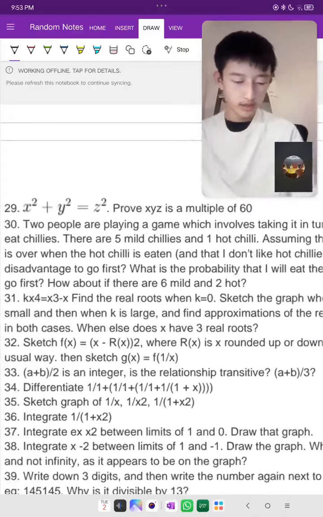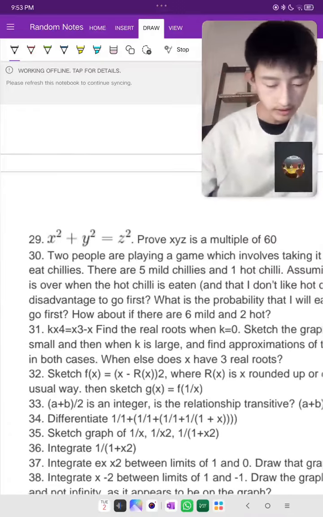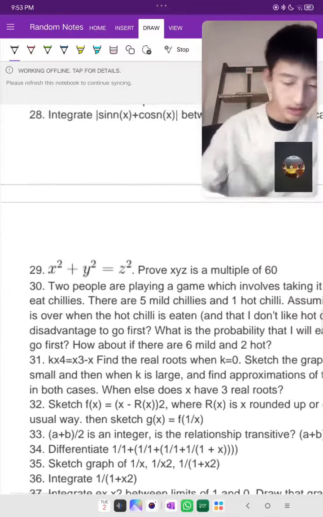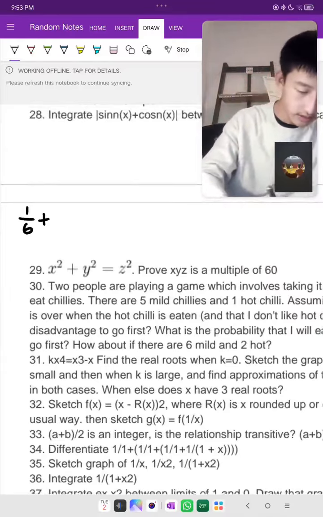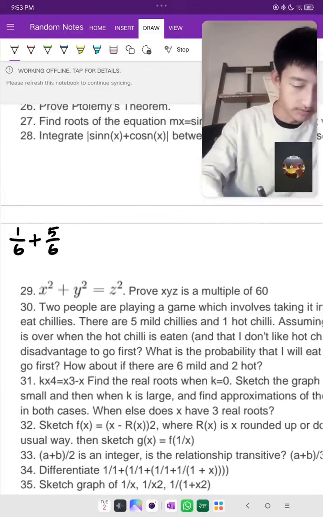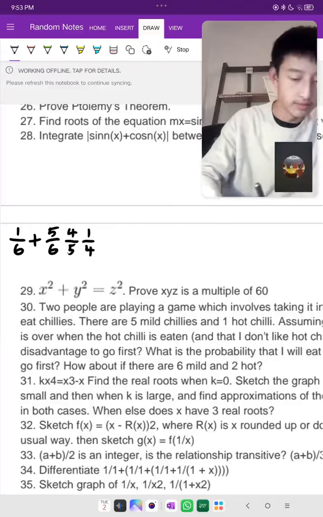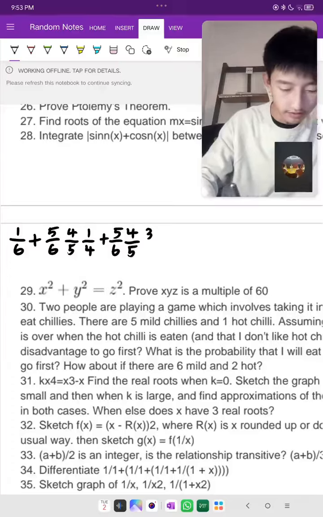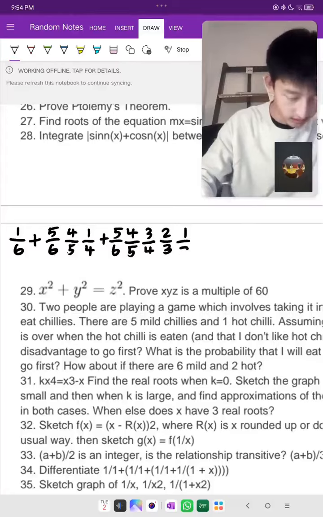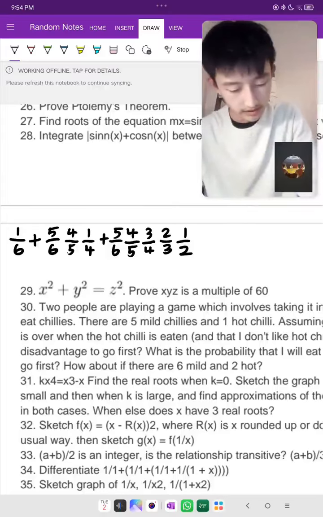Well, 2 people. So, if I go first, my chances of eating the chili are 1/6, then plus, well, I don't eat the chili, and the other guy doesn't eat the chili, so 5/6, 4/5, and then you do eat the chili, so a quarter, and plus 5/6, 4/5, 3/4, 2/3, a half. So that should be the probability that I eat the hot chili if I go first.